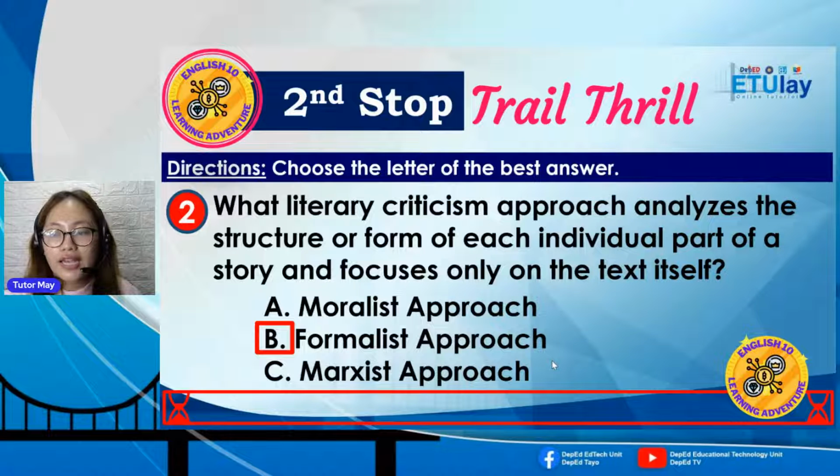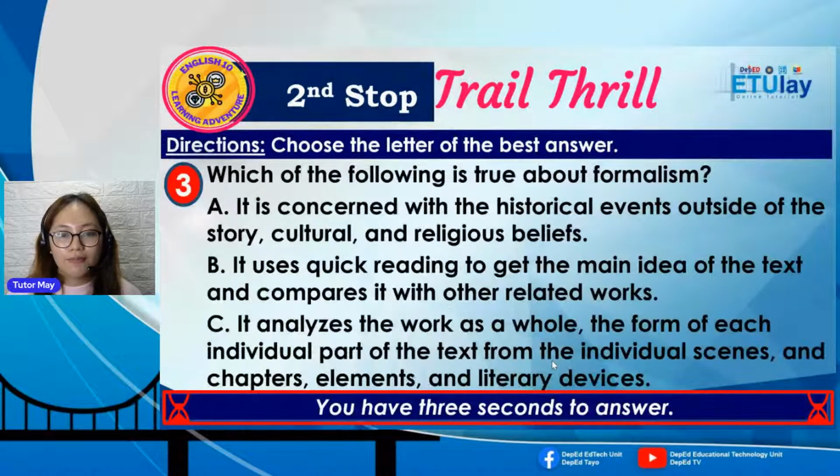I know you're excited to know number three, and I will be going to number three. Let's have it now. Which of the following is true about formalism? Letter A, it is concerned with the historical events outside of the story, cultural, and religious beliefs. B, it uses quick reading to get the main idea of the text and compares it with other related works. Letter C, it analyzes the work as a whole, the form of each individual part of the text from the individual scenes and chapters, elements, and literary devices. Again, number three for 3 seconds.